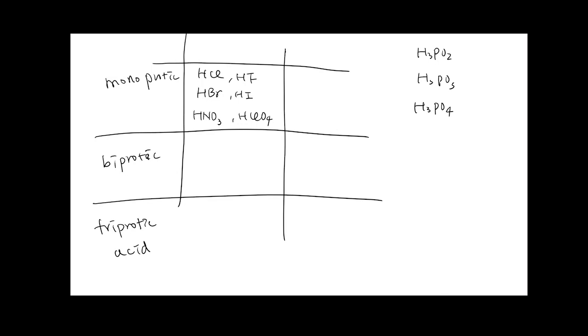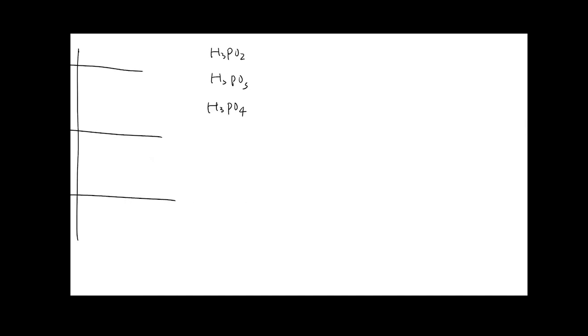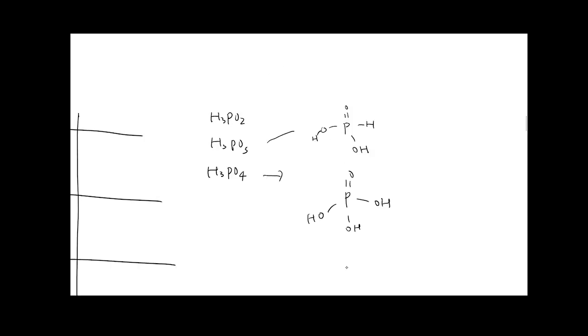If you really want to understand these things better, the easiest way is to know the structure. So I'm going to provide a structure for you, then you can make a judgment. Let's start from H3PO4. It looks like this. H3PO3 looks like this. And then H3PO2 looks like this.